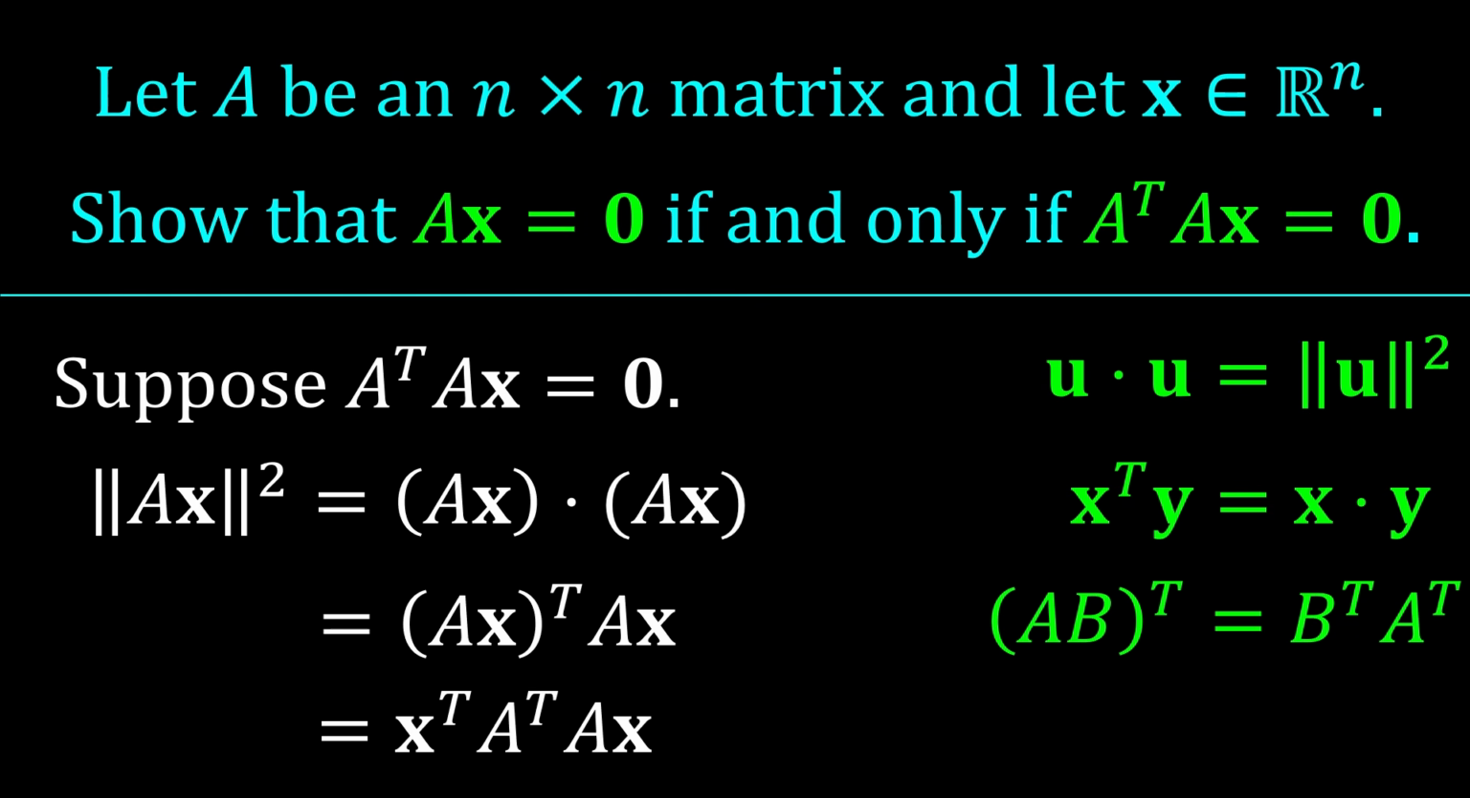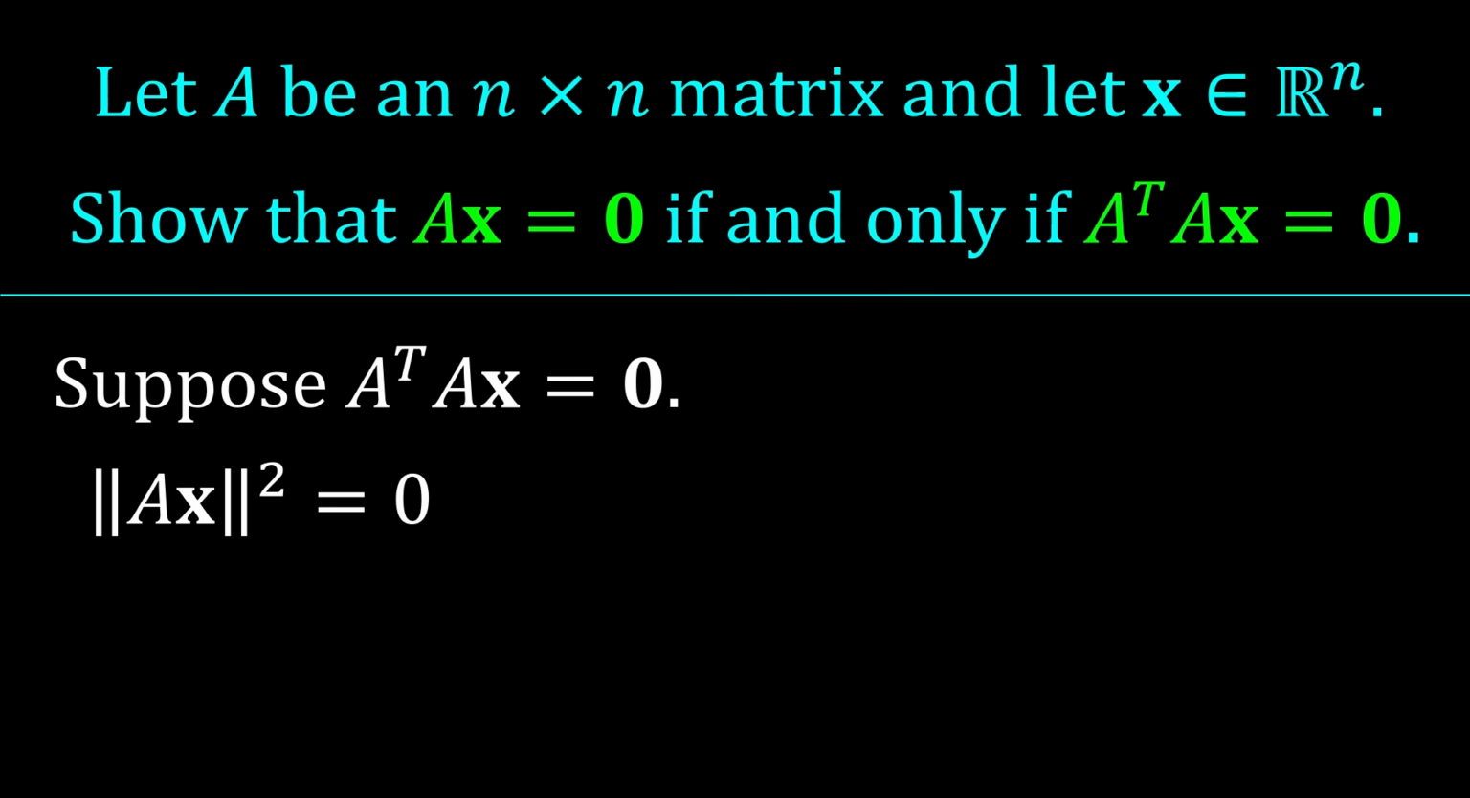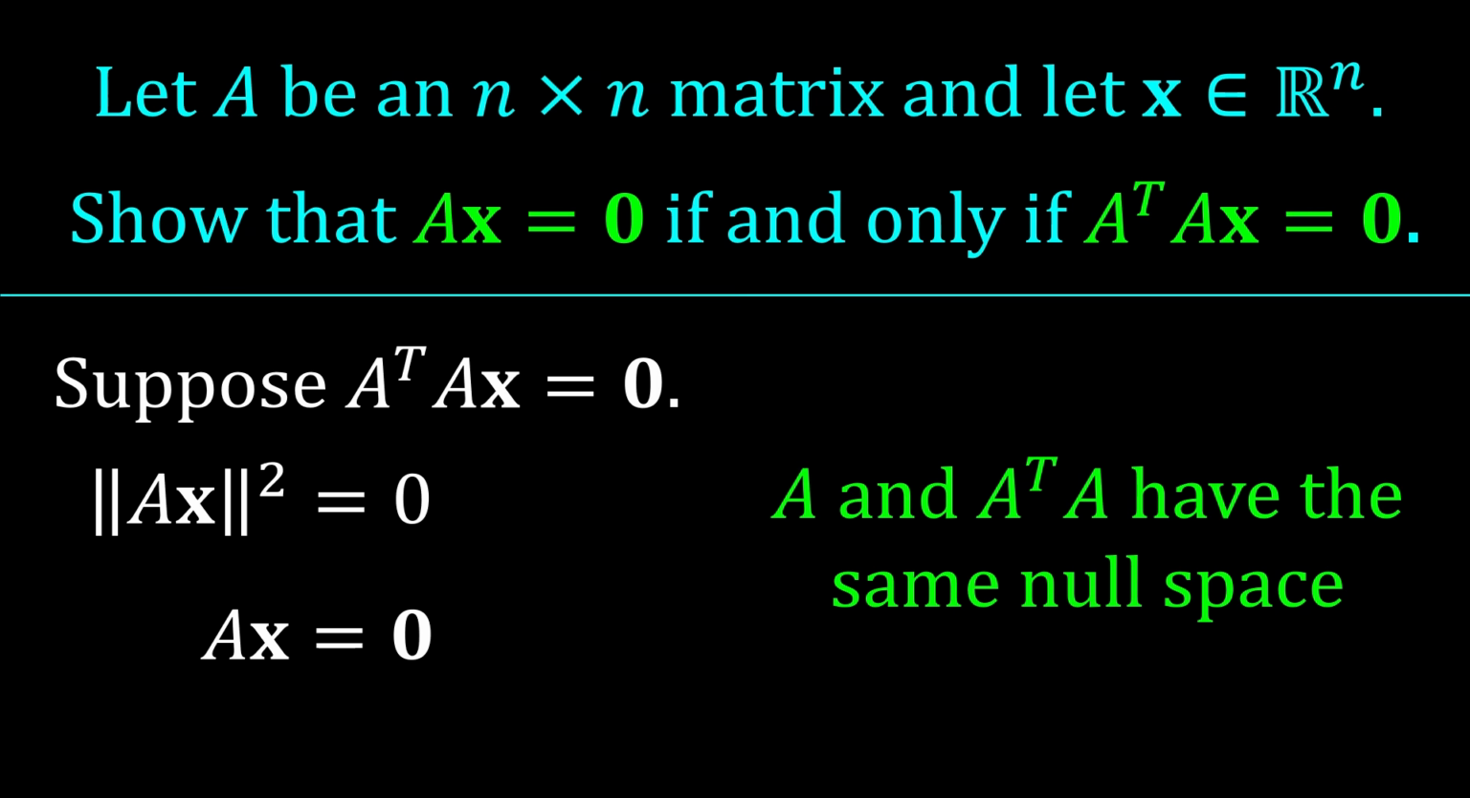Now, what did we assume? We assumed A transpose Ax is equal to 0. And now you can see this is just going to be x transpose times the 0 vector, which is indeed 0. And for those who know about null spaces or kernels, this actually shows that A transpose A and A have the same null space.